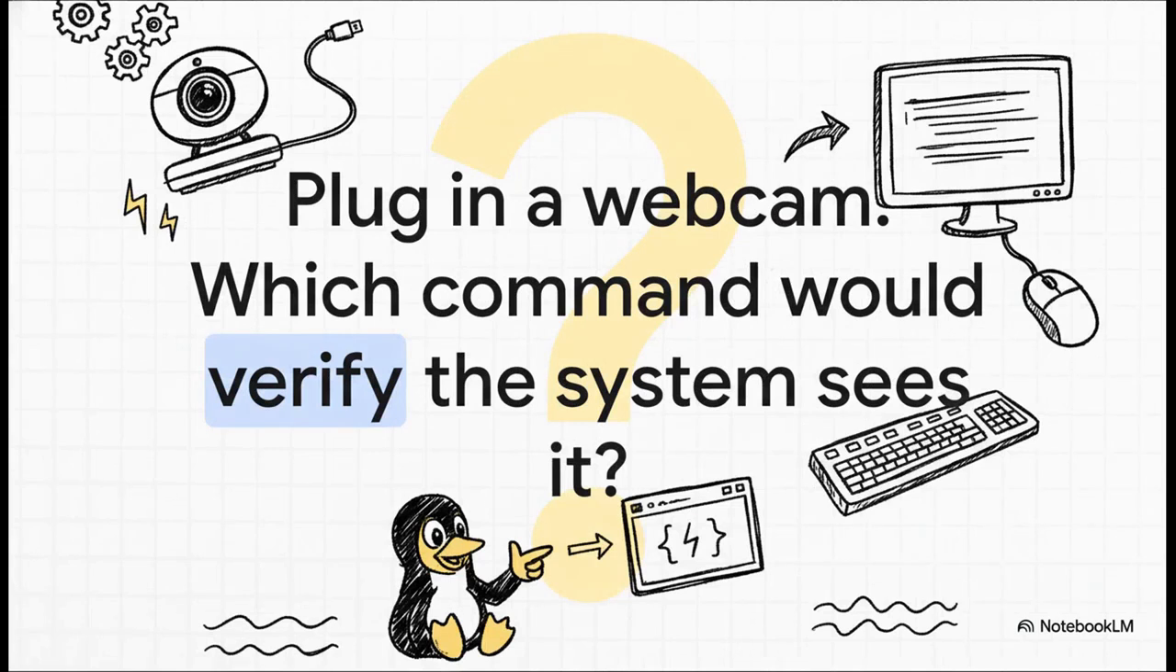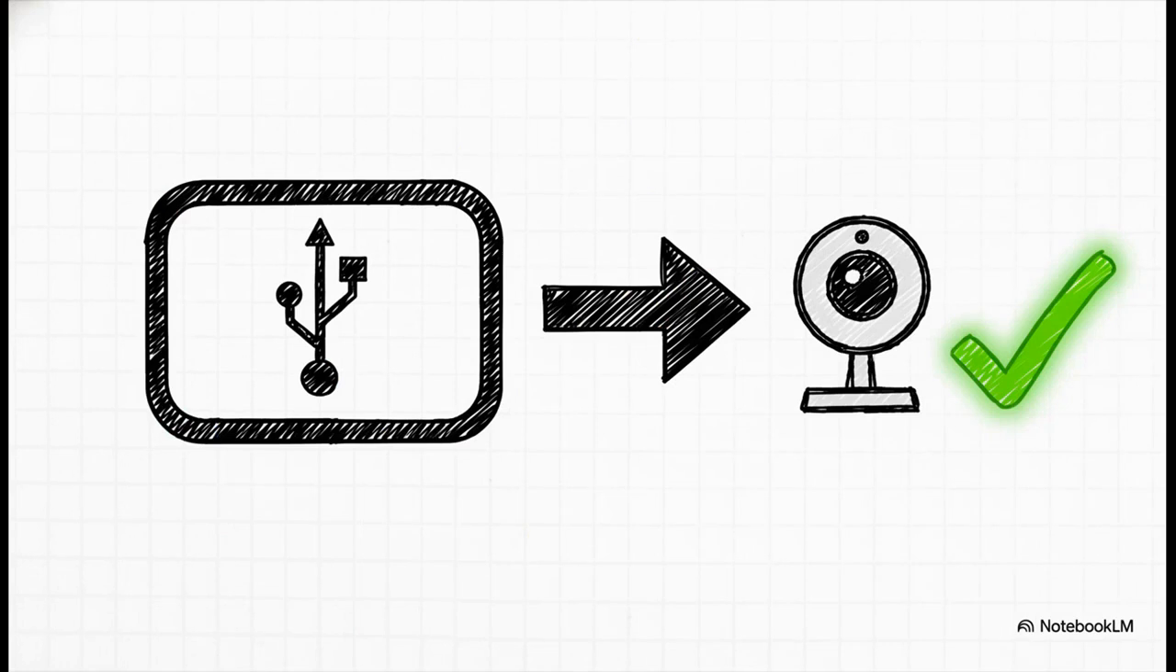Okay, time for a little pop quiz. You just got a brand new webcam, you plug it in. What's the very first command you're going to type to make sure the system has even recognized it? You got it. It's lsusb. Since pretty much every webcam connects via USB, that's the perfect tool for the job. You run that and you should see a new line pop up for your webcam. That's your proof that the kernel sees it and is loading the right stuff.